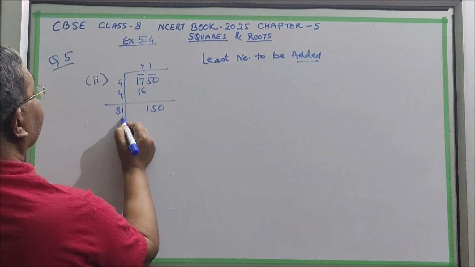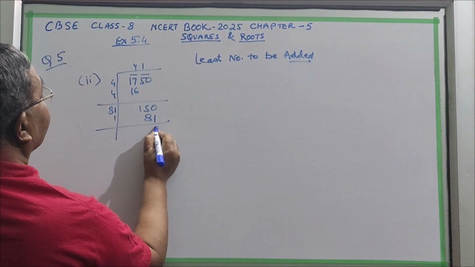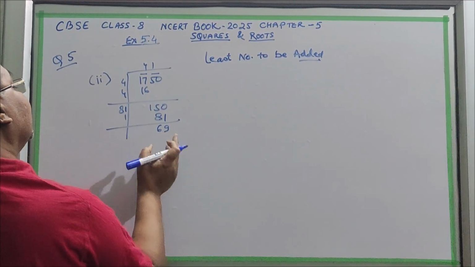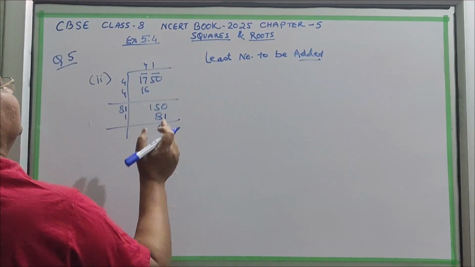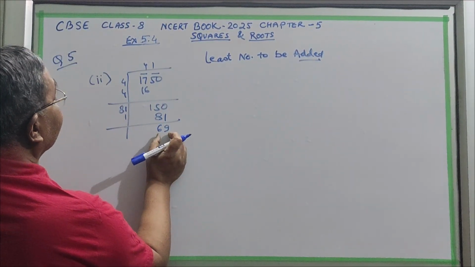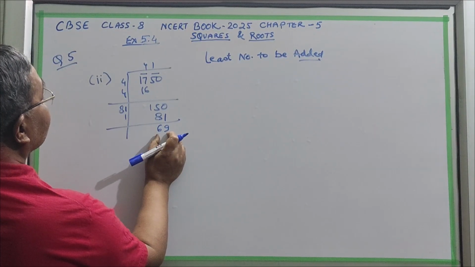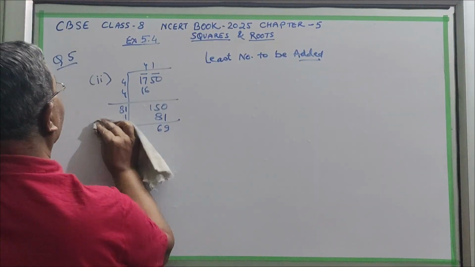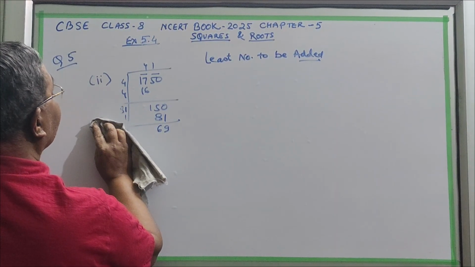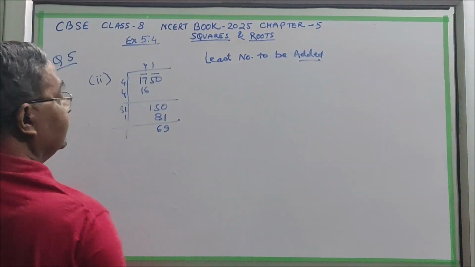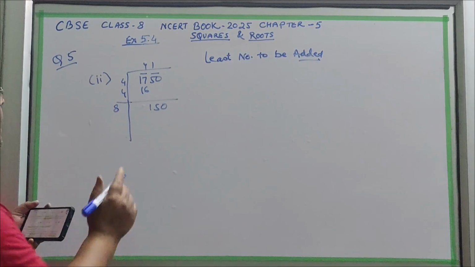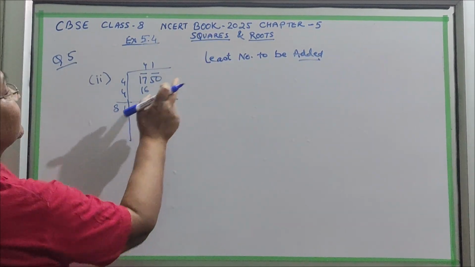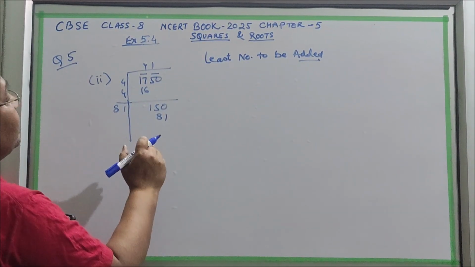1 time it will go, and here 81 will come. It means to make it a perfect square, we have to add some number to it. Instead of this you can do it another way. The number to be added. Okay, 1 minute. So if we are taking 1, it is okay, but we have to add. So in least number we have to add.